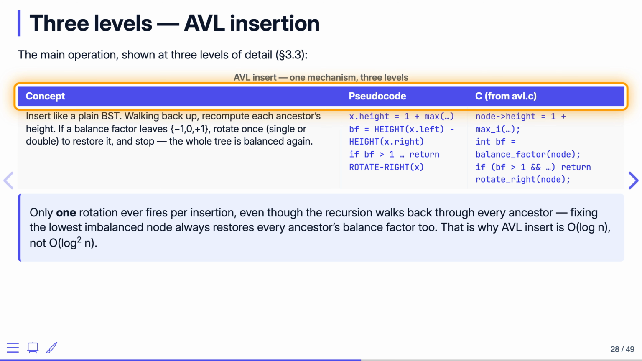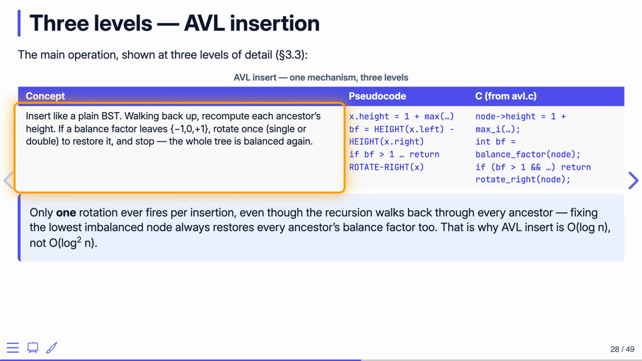Let's look at AVL insert at 3 levels of detail: the plain concept, the pseudocode, and the real C. In plain words, insert like a normal binary search tree. Then walk back up and recompute each ancestor's height. If a balance factor leaves the set -1, 0, +1, do 1 rotation to fix it and stop.